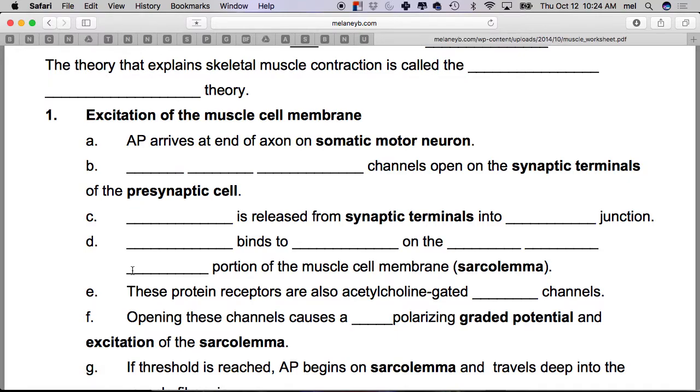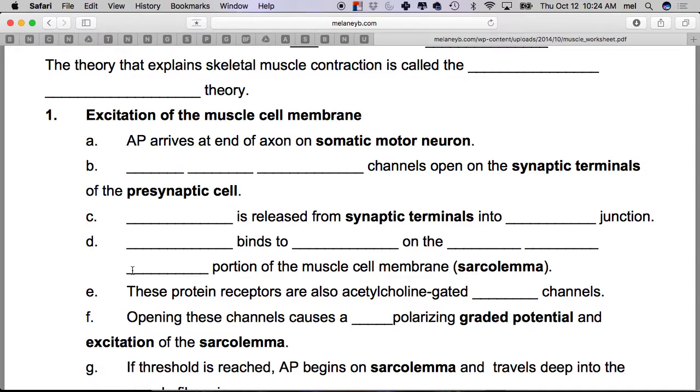No, inside, that's the inside part. It's a super curvy part. Do you remember? Motor end plate. I'll come back to you, please. Motor end plate portion of the muscle cell membrane. Okay, does that make sense? Which is also called the sarcolemma. The muscle cell membrane is also called the sarcolemma.